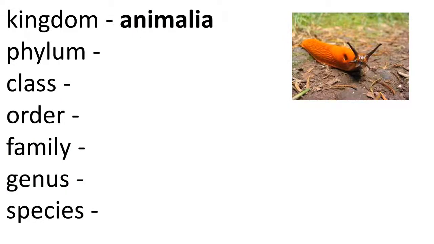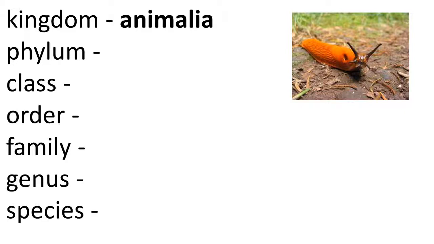The further divisions are phylum, class, order, family, genus, and species. So let's put this into practice. Let's have a look at the classification of one particular organism. So we are looking at an animal. Okay, so Animalia is the kingdom that this one belongs to. See if you can guess what it is.